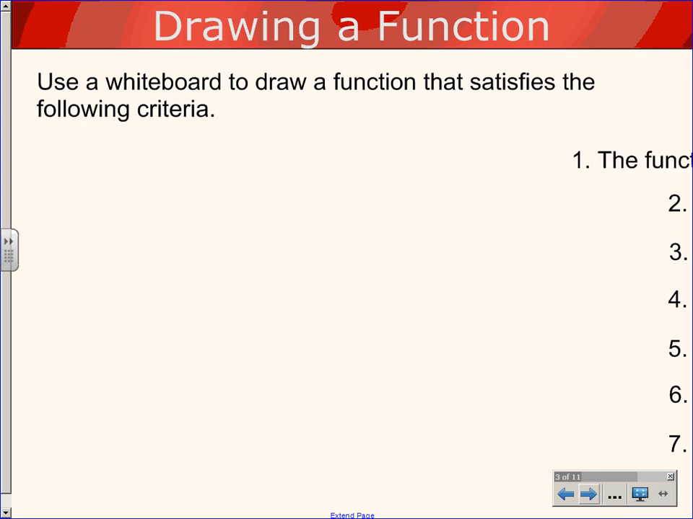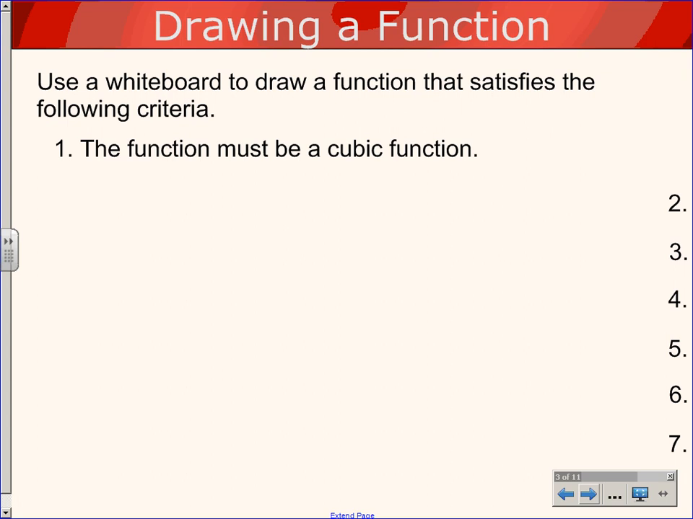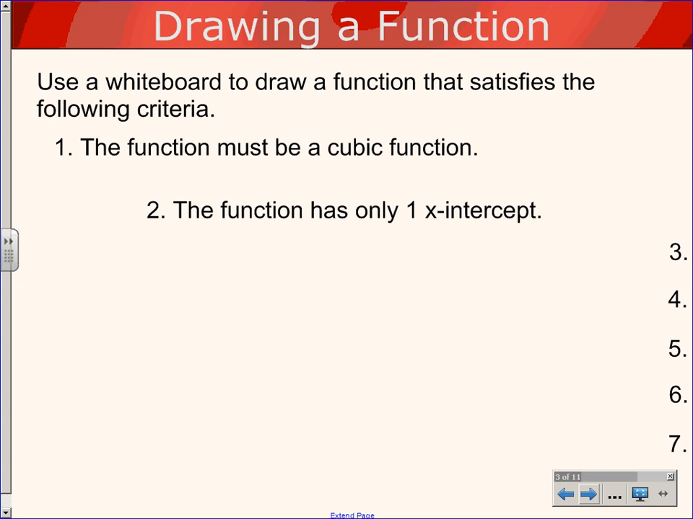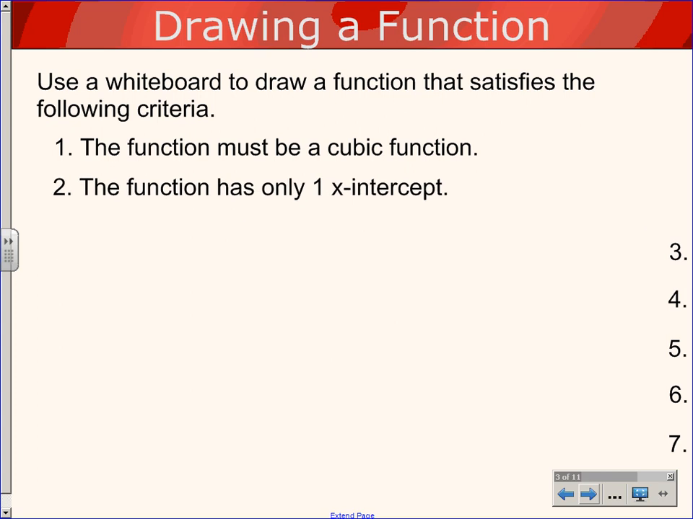So first thing I want you to do is draw a function, and it has to be cubic. If you don't have a whiteboard, I suppose you can just draw it on a piece of paper. So any function you want, but make it cubic. Okay, so draw that, see if you can make it work. Now once you've got that, you might need to change it now, but now I want you to see if you can draw one that only has one x-intercept. So all of these criteria must be met now. So still cubic, but now it only has one x-intercept. So change it if you need to.